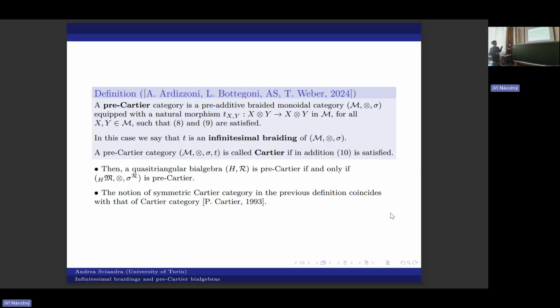So first of all, this tells you that if we start with the quasi-triangular bialgebra H, R, the previous theorem tells us that this bialgebra is pre-Cartier if and only if the category of modules is pre-Cartier.